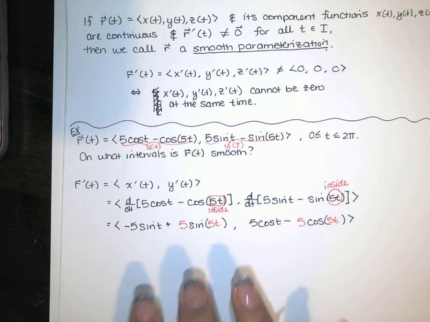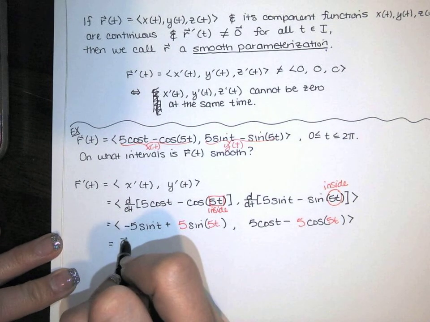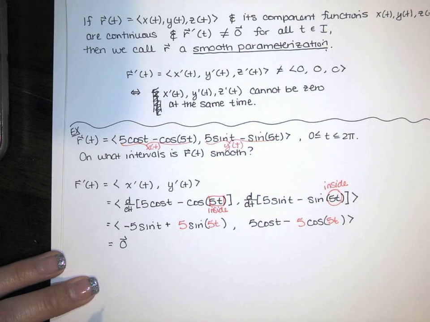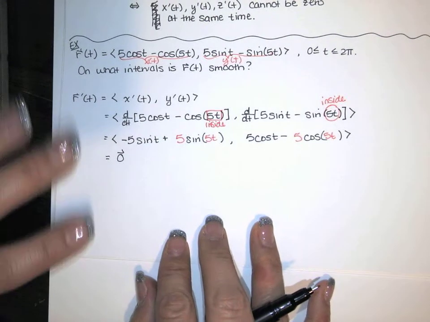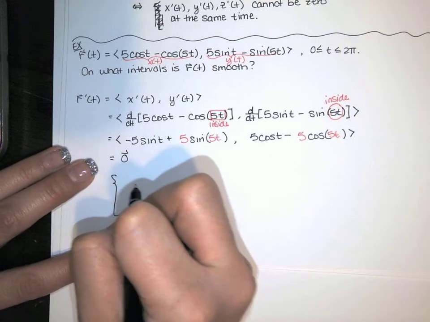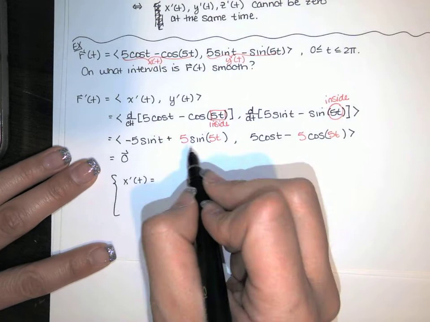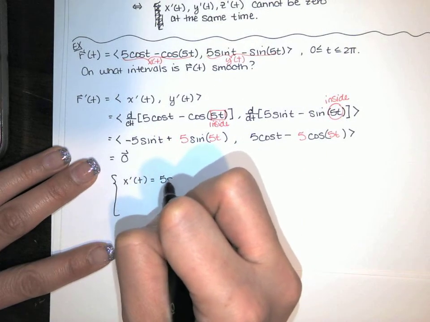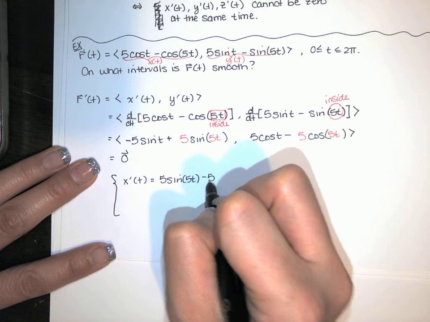All right, so now I want to know when this is 0. When I say 0, I mean the 0 vector. When are both of these 0 at the same time? So what I really have is a system of equations. There's only one unknown, it's t. So x prime is, I'm going to write it in a different order. I'll put 5 sine of 5t first, and then we're subtracting 5 sine of t.